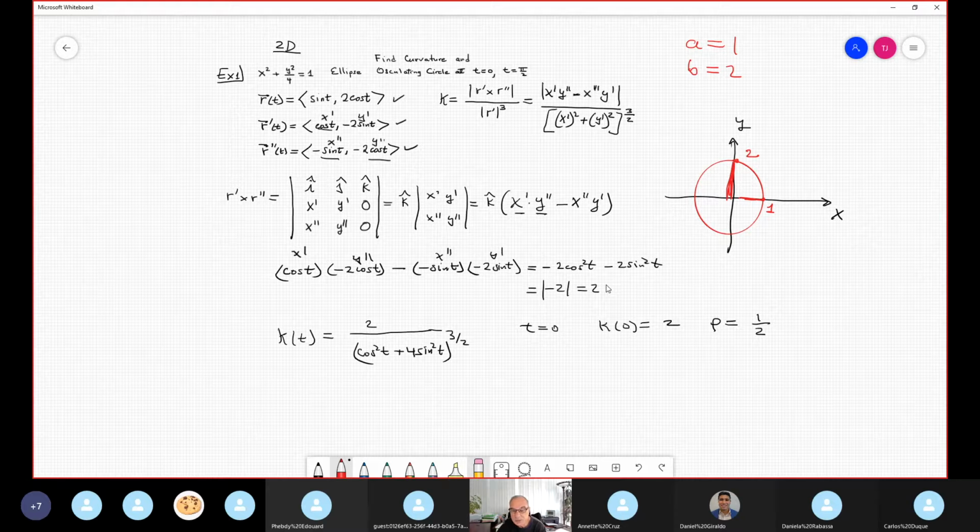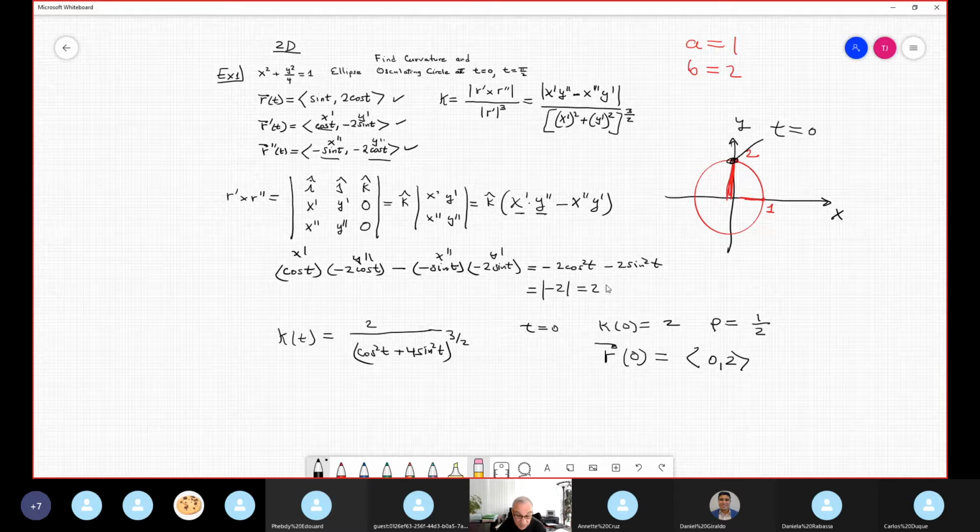So at t equals 0, the position vector at 0 is (0,2), no? It's exactly here. At t equals 0, we are here. Suppose now I want to find the osculating circle. The osculating circle, in my opinion, looks like that, right? The radius of this is 1/2.